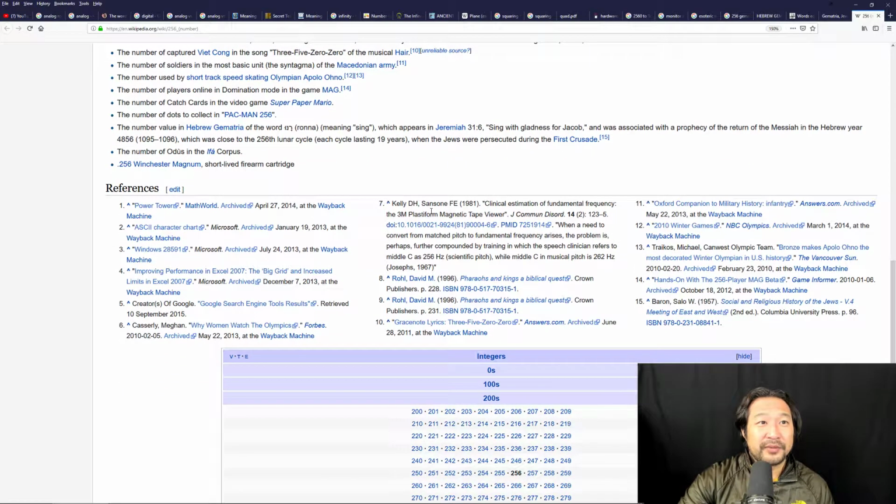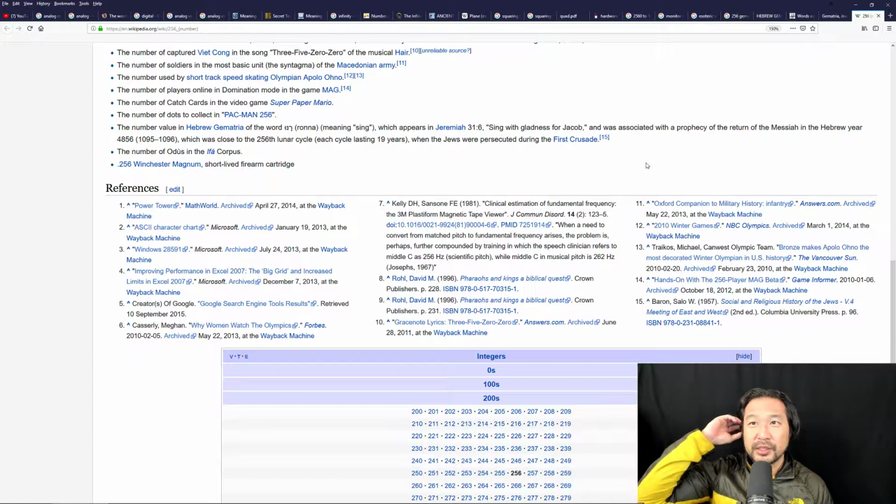The value in Hebrew gematria of the word rana, meaning sing, which appears in Jeremiah 31:16, "sing with gladness for Jacob," which is associated with the prophecy of the return of the Messiah in the Hebrew year 4856. Which was close to the 56th lunar cycle, each cycle lasting 19 years, wherein the Jews were persecuted during the First Crusade.